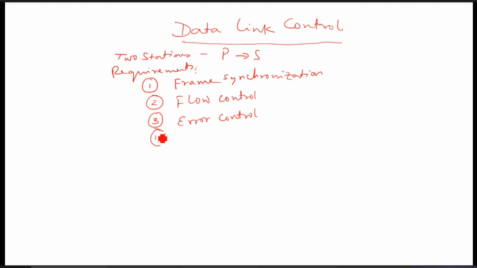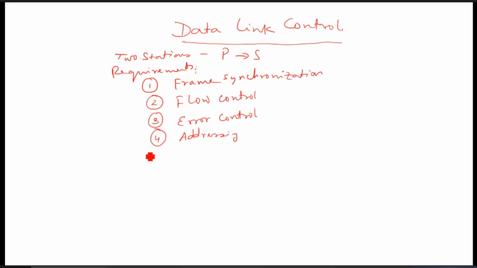Number four, addressing. Addressing is also required, particularly when you consider multi-point links. For example, in a LAN, if two stations want to exchange data, then they must be identified. It must be specified which one is transmitting and which one is receiving. Primary and secondary should be identified. So that is another requirement.